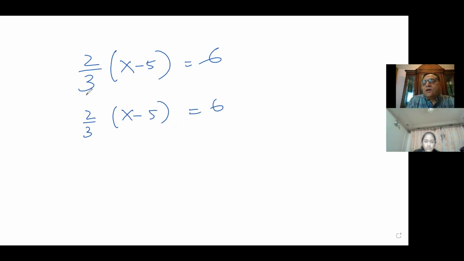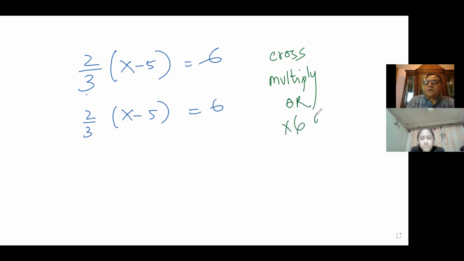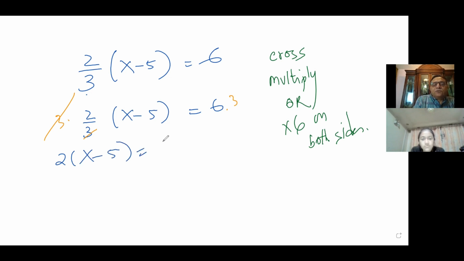So we have 3 in the denominator. We could cross multiply, right? Yes. Or you could multiply by 6 on both the sides, right? Yes. So you could do that. So let us say we are multiplying by 3 on both the sides, right? In that case, this 3 cancels, and what remains is 2 times x minus 5 equals 18, right?